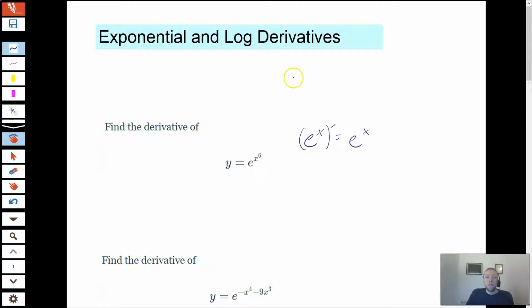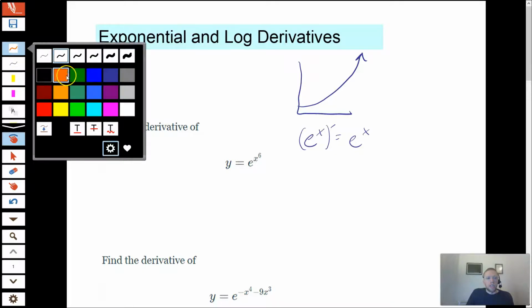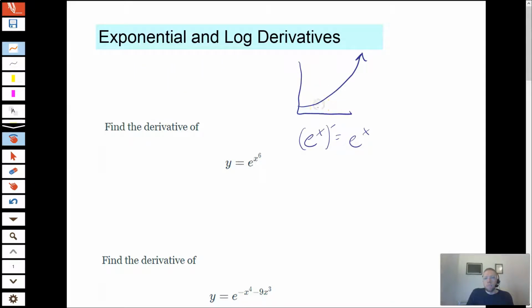What that means is it ends up being super useful for anything involving exponential growth, right? If I graph e to the x, you probably remember an exponential curve looks something like that. At any point when I draw that tangent line, the slope is equal to the value of the function. So if this is e to the fifth, the slope at that point will be e to the fifth.